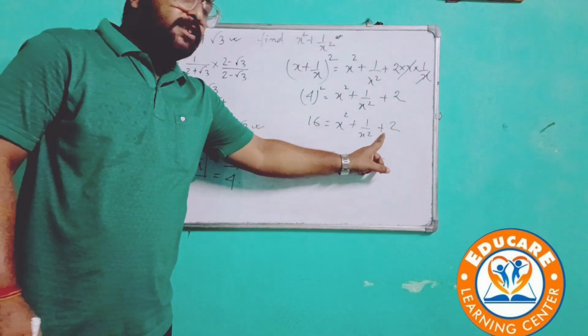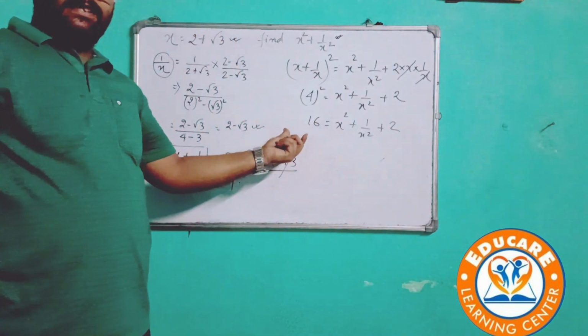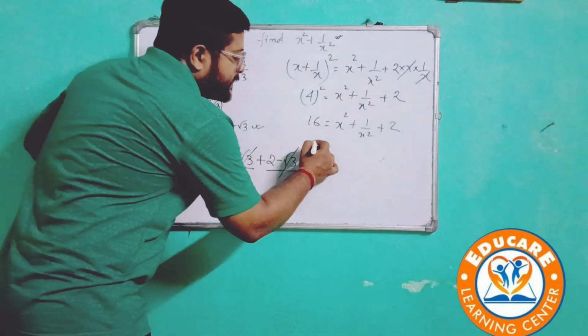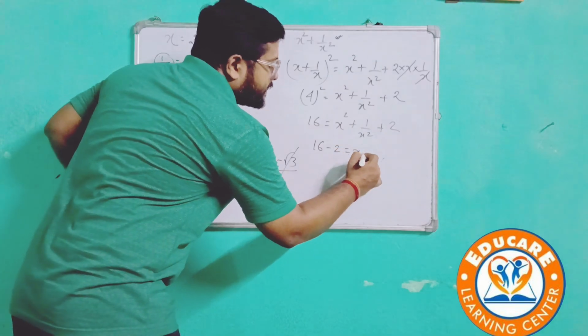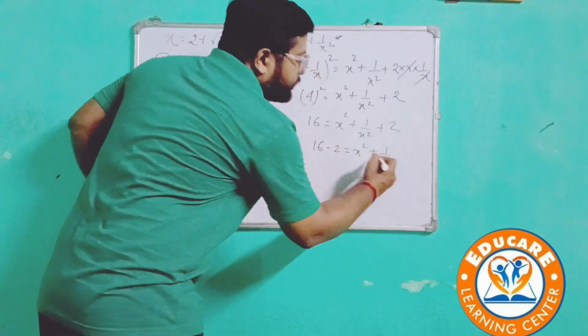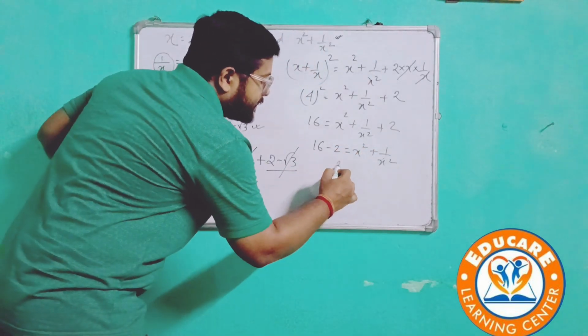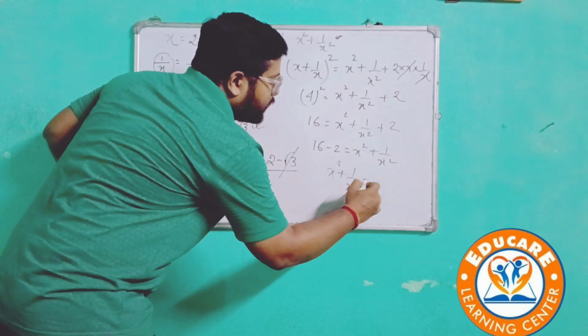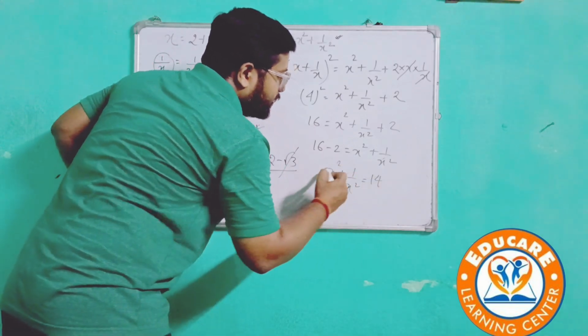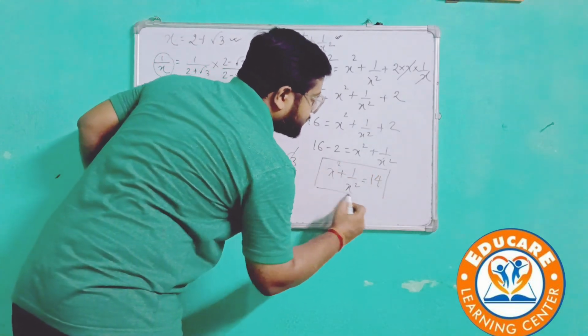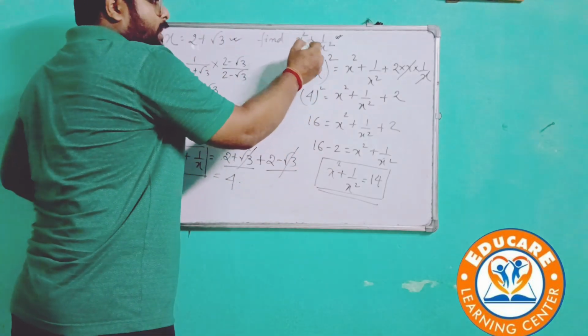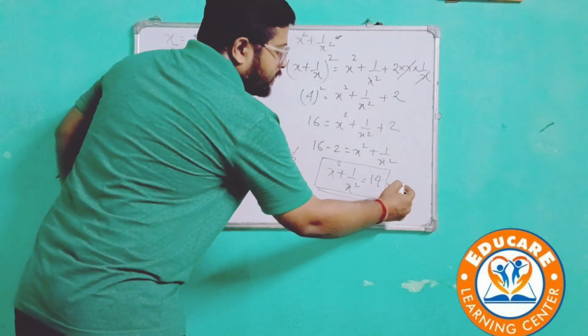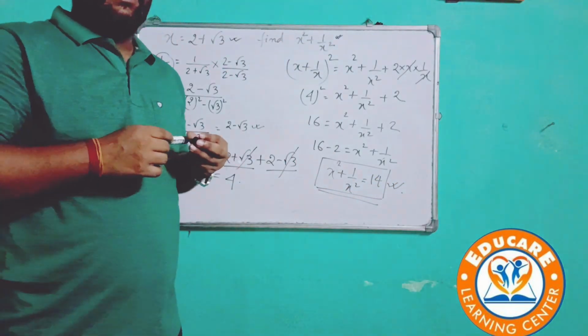Now this 2 is in addition. If we bring this 2 to this side, it will be subtracted. So 16 minus 2 is equal to x square plus 1 by x square. That means we can say x square plus 1 by x square, the value is 16 minus 2, which is 14. This is what they have asked us to find. So the value of x square plus 1 by x square is 14, and this is your final answer. Done.